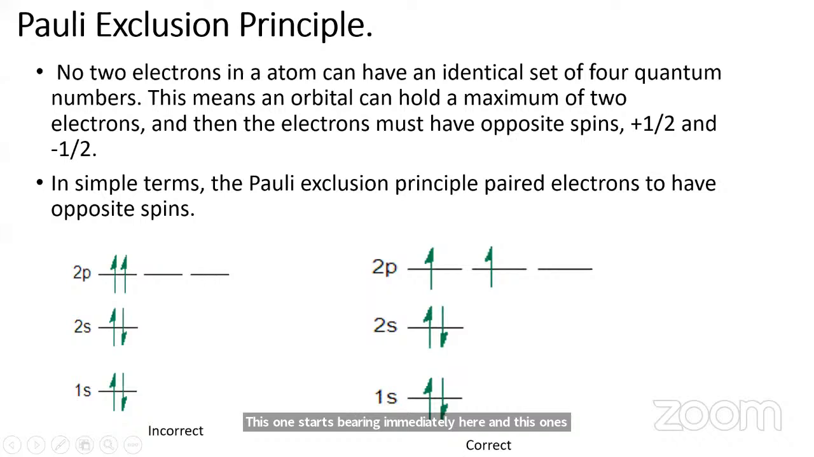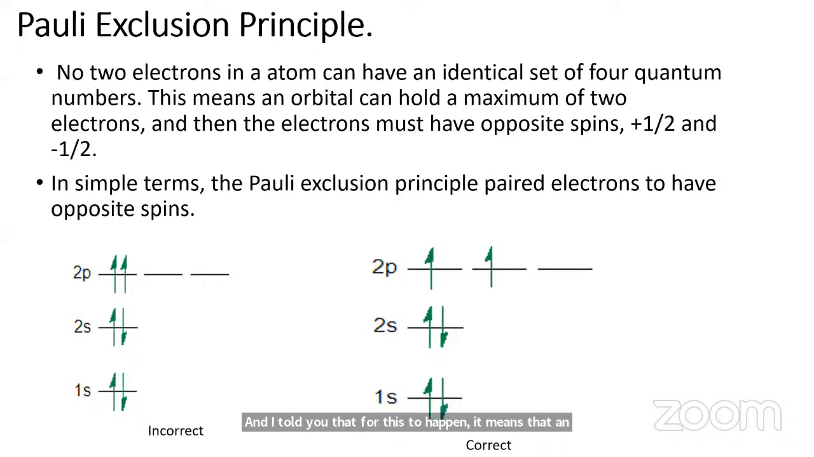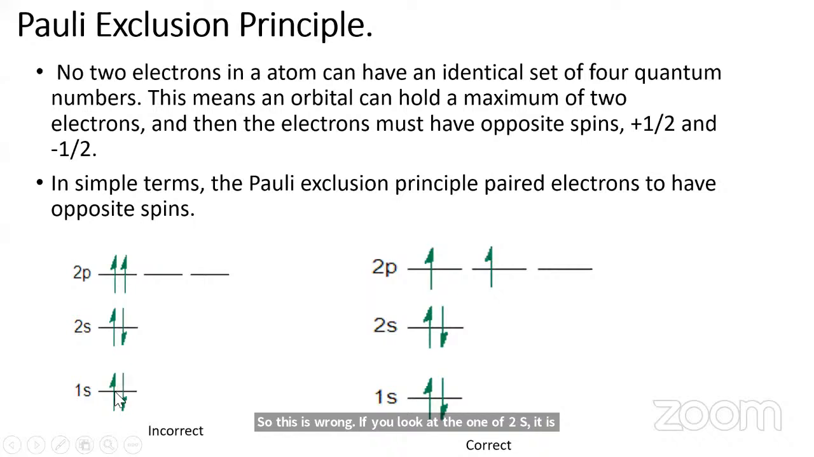It disobeyed that. Again, it disobeyed the Pauli exclusion principle, because the Pauli exclusion principle says that no 2 electrons in an atom have an identical set of 4 quantum numbers. And I told you that for this to happen, it means that an orbital can hold a maximum of 2 electrons, and those 2 electrons must be in opposite spins. That is what it means. That is pairing. You have to pair electrons for them to have opposite spins. But this disobeyed it because this is spin up, this is spin up. They are not opposite. So this is wrong. If you look at the one of 2s, it is correct because this is spin up, this is spin down. This is spin up, this is spin down.